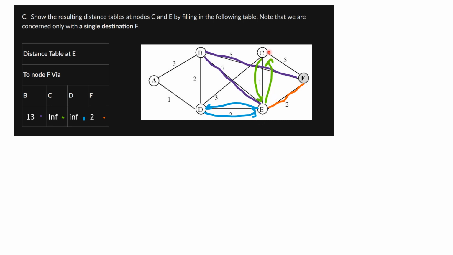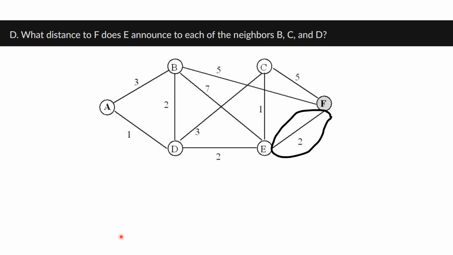but C sees that the shortest path to F is then through E, so it comes back through E, and D does the exact same thing. It realizes the shortest path is to actually turn around and go back to E, which it came from. So that just makes the length infinite, as there's no point in going through it, so it shouldn't do that. So then D is just asking what distance to F does E announce to the neighbors.